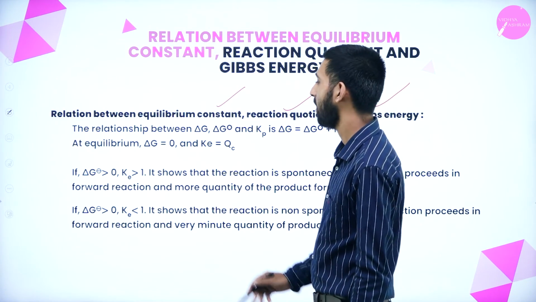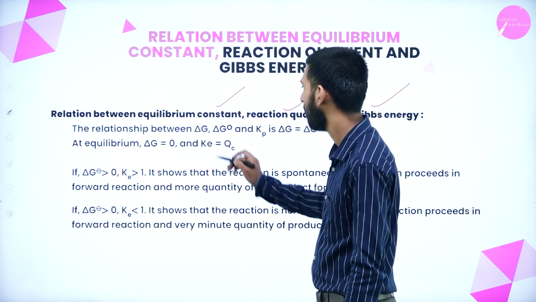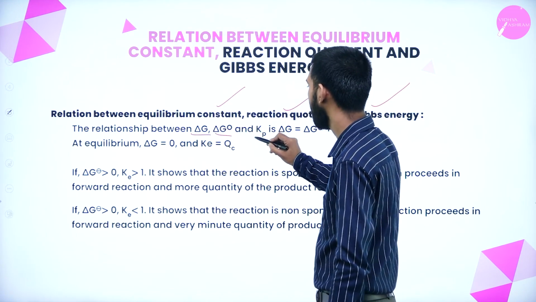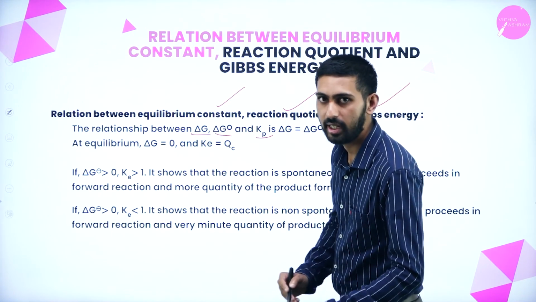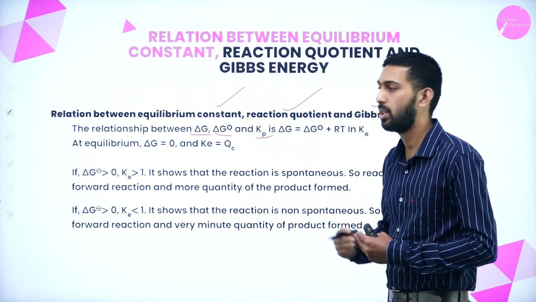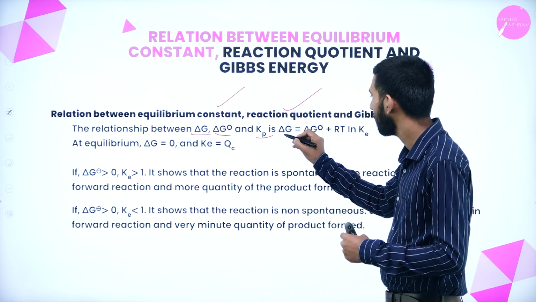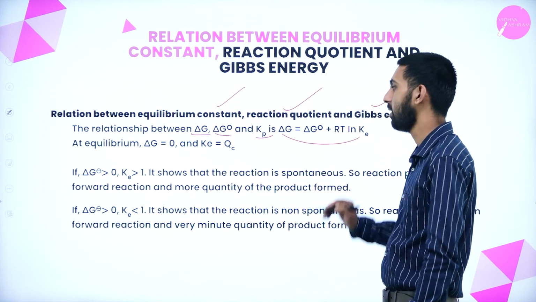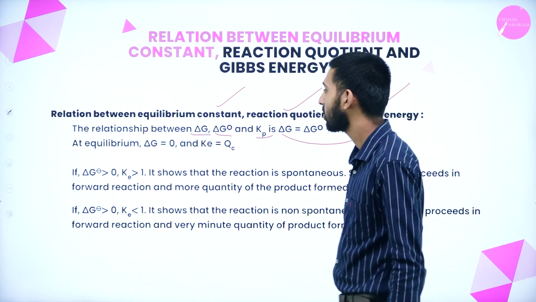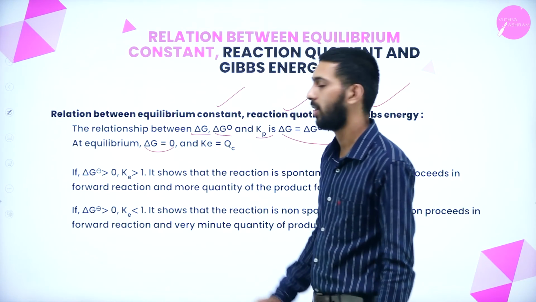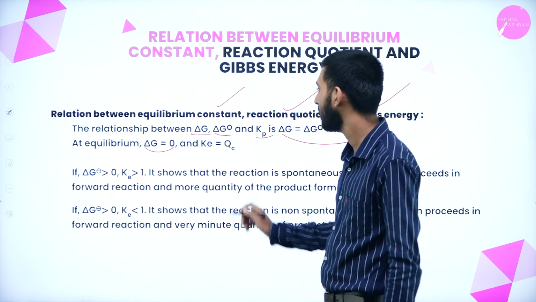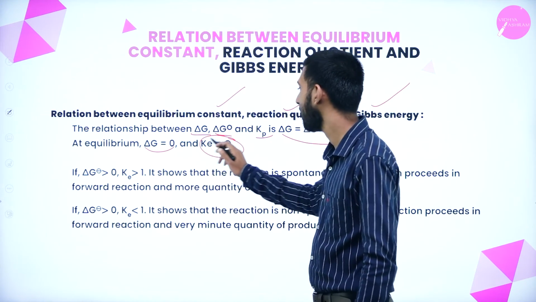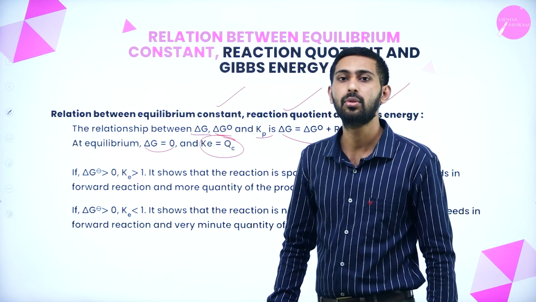So we have got three terms here: delta G, delta G naught and Kp. From these three terms we can derive a relationship. What we can say? Delta G is equal to delta G naught plus RT ln Qc. So when delta G is equal to 0, at equilibrium delta G will always be equal to 0, then what we can say? Kc will be equal to Qc.